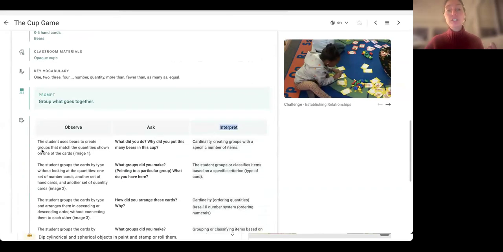So, for example, if the student is using bears to create groups that match the quantity shown on one of the cards, right? They have a card saying 3, and they can match that to the quantities. Then you can ask them, what did you do? Why did you put this many bears in the cup? So that you know it's not by chance, but that there's intentionality behind what they're doing. And then if they do it correctly, you can interpret that they've acquired the skill of cardinality, right? Which is the idea of knowing that the last number in any group of objects is equivalent to the number of objects in that group.